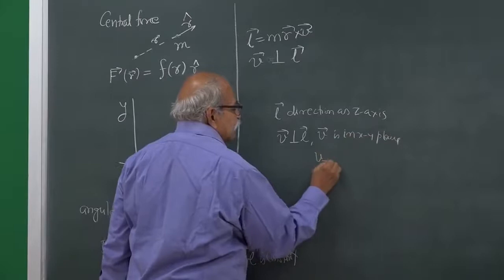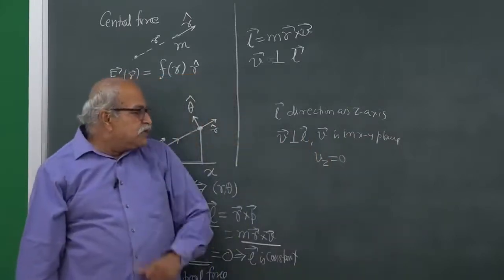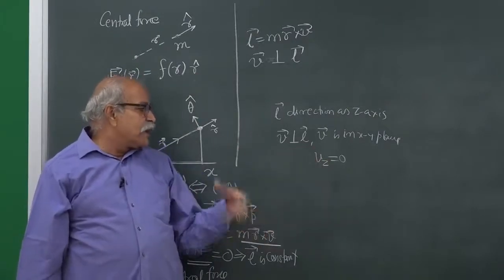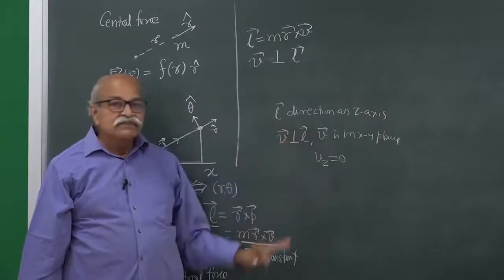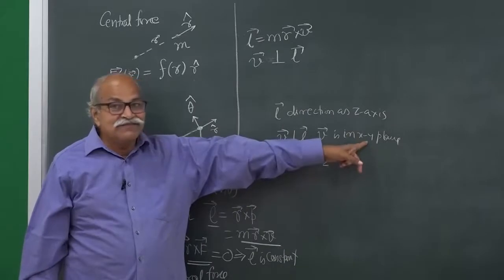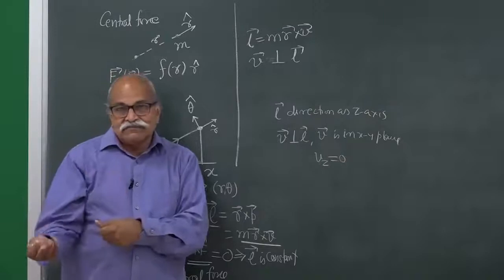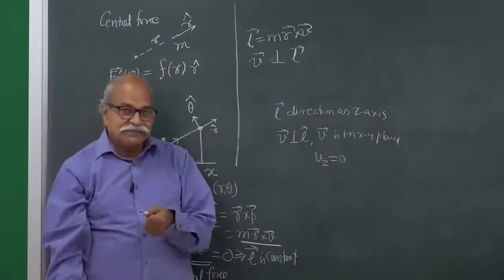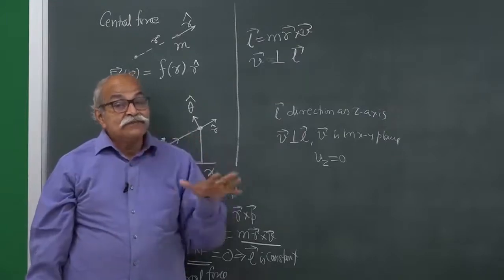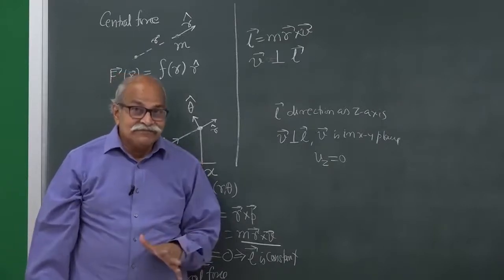That means Vz is 0, no component in z direction. So, if initially there is no component in z direction, then you cannot pick up any magnitude of that; it has to remain in the xy plane. The way you start, in this direction or that direction, will finally decide the plane of motion, and the particle must move in a plane.